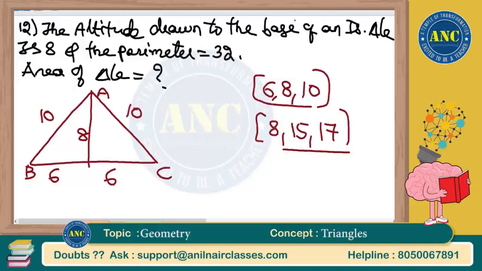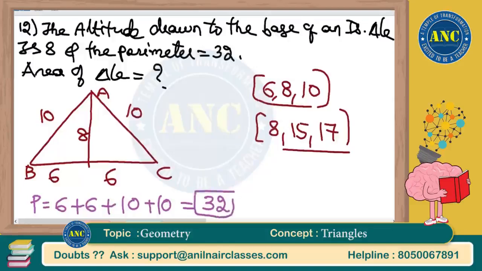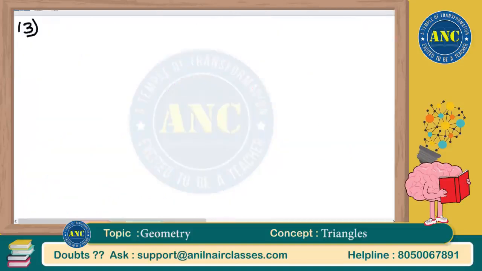Area of a triangle, what is the perimeter? Perimeter is 6 plus 10 plus 10, 12 plus 20 is 32. What is the area of the triangle? Half into 6 into 8, this is 24, and it is 24. Total area of the triangle is 48. 13th one.